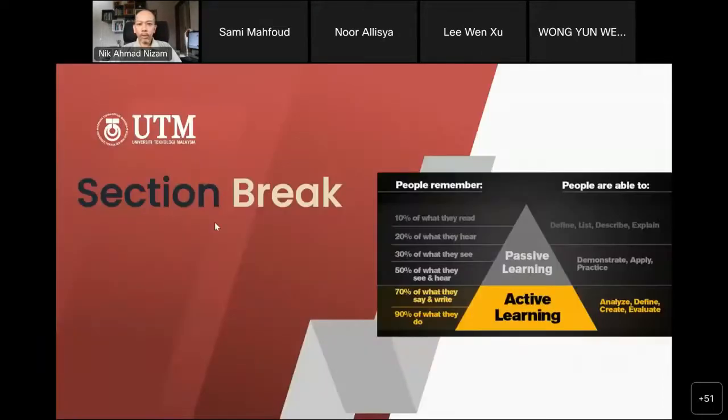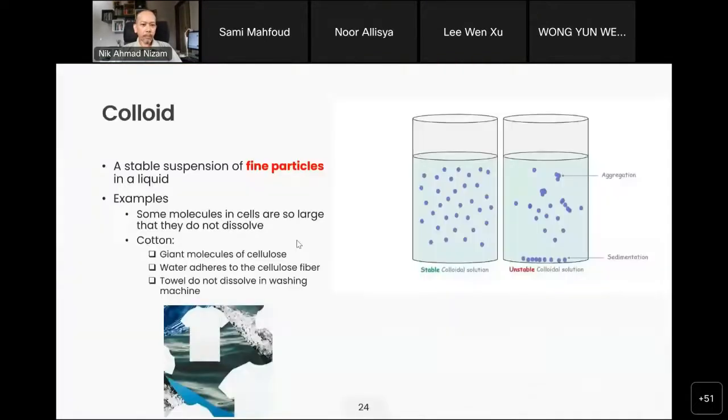Before we go to the section break, do you have any questions? You can put them in the chat. Tay Pen asked me: does the micelle help in removing impurities on clothes? If so, how does it occur? Oh okay, that's a good question.